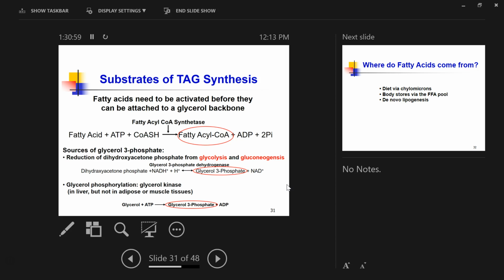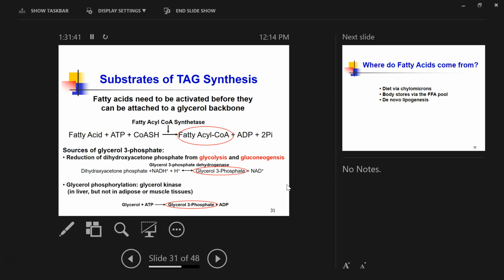So the process of triglyceride synthesis. Fatty acids, first of all, need to be activated before they can be attached to the glycerol backbone, right? This reaction is called fatty acid activation. Basically, you attach the acyl group to the fatty acids, forming fatty acyl-CoA, right? So fatty acyl-CoA is the fatty acid molecule that can be attached to the glycerol backbone.